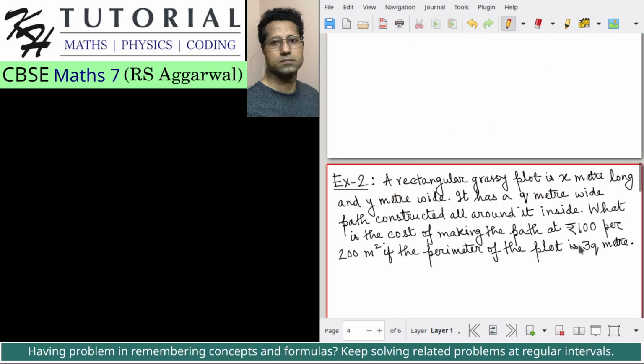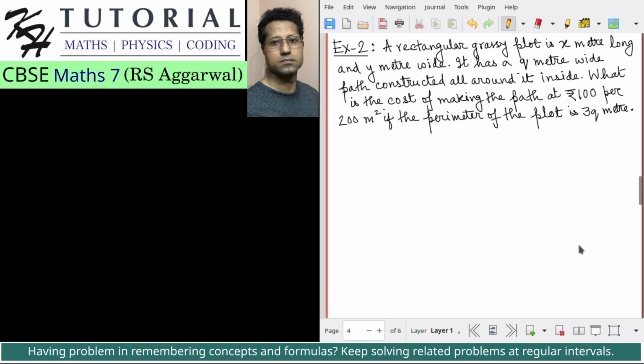Okay, let's see the next problem. A rectangular grassy plot is x meter long and y meter wide. So the dimension of the rectangular plot is given. It has a q meter wide path constructed all around it inside. So the path is constructed inside the plot, and the path is having a uniform width of q meter. What is the cost of making the path at rupees 100 per 200 meter square if the perimeter of the plot is 3q meter?